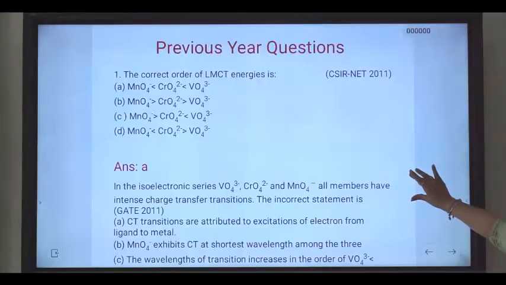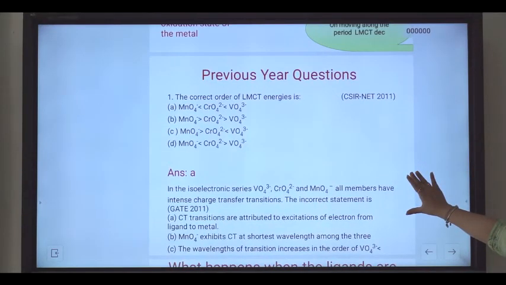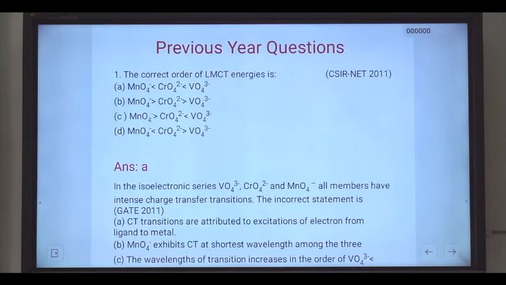are attributed to the excitation of the electrons, and second is MnO4 negative exhibits the CT at shortest wavelength among the three, whereas the wavelength of transition increases in the order of VO4 3 negative, CrO4 2 negative and MnO4 negative. So in this case, incorrect statement. First statement is charge transfer transitions are attributed to the excitation of electrons. So it is very correct option, that is charge transfer occurs in these kind of complexes from ligand to the metal. So this option will be ruled out.